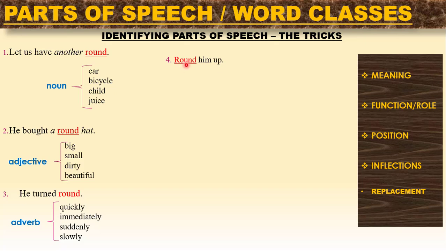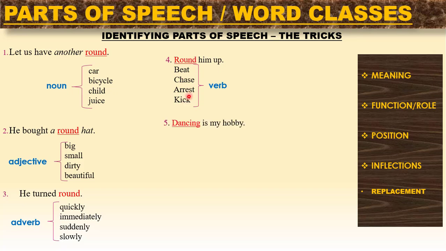Therefore, it is expressing an action. So words that express actions are called verbs. Let us try to replace round with other words. We can say, beat him up, chase him up, arrest him up, kick him up. Therefore, all these words will belong to the same word class as round. So what word class or part of speech do you think is round? It is a verb because it is expressing an action.